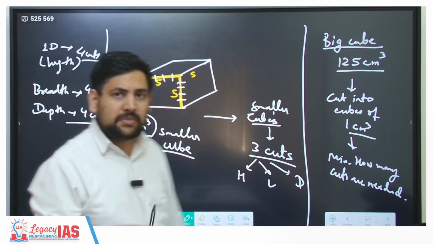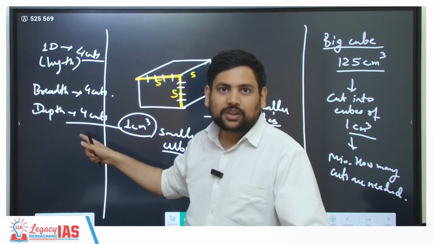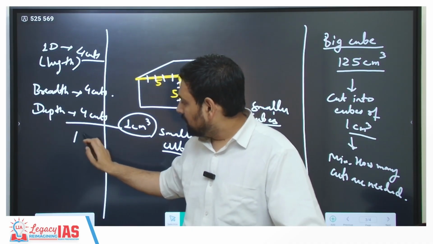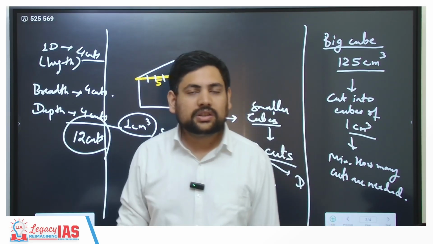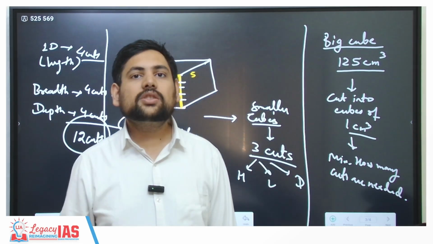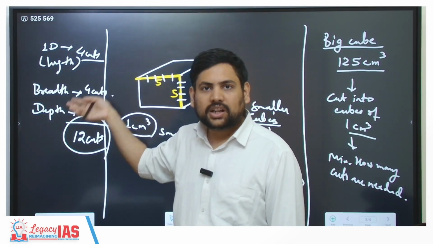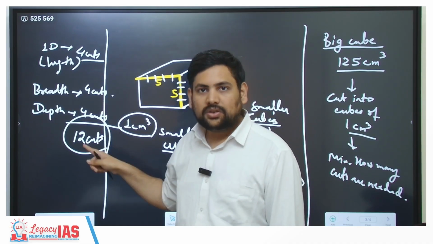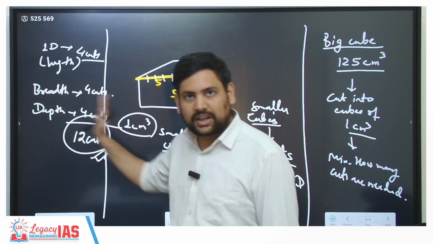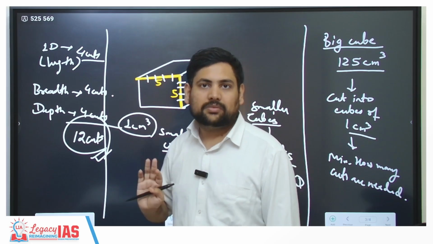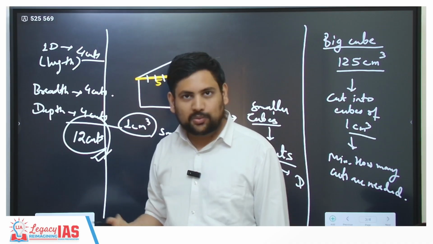In total, what is the minimum number of cuts you require? 4 plus 4 plus 4, 12 cuts. Now I can also tell you 4 into 3, but I am not telling you because sometimes instead of a cube, you may get a cuboid. And then these values will be different because length will be different, breadth will be different. So eventually you get to 12 cuts. Always think in terms of one direction, then the second direction, then the third direction, add all of them. That is the minimum number of cuts you would require. Understood how you make cuts?